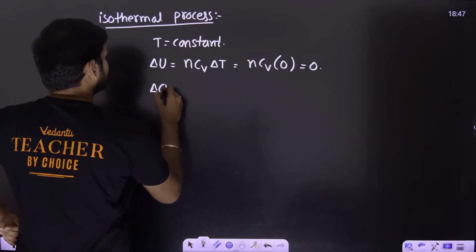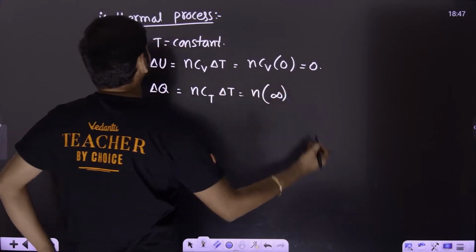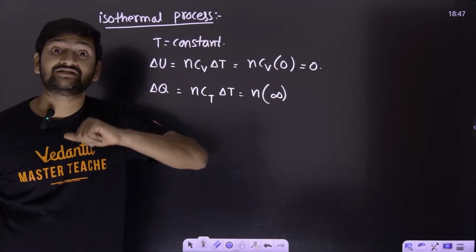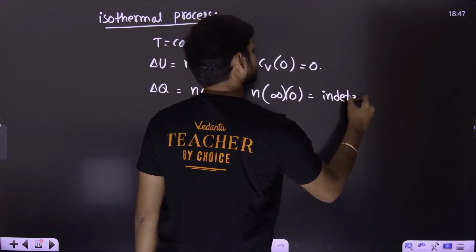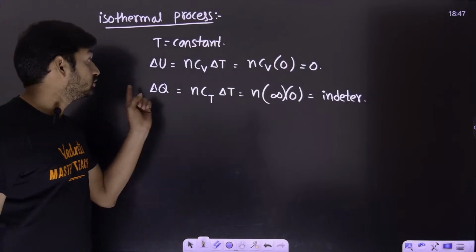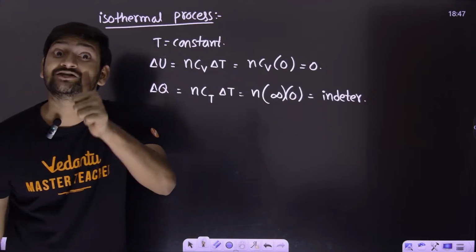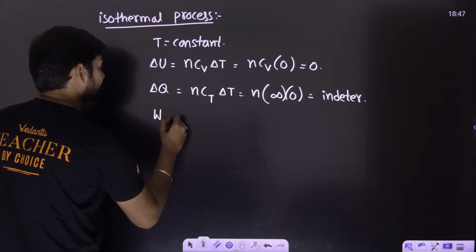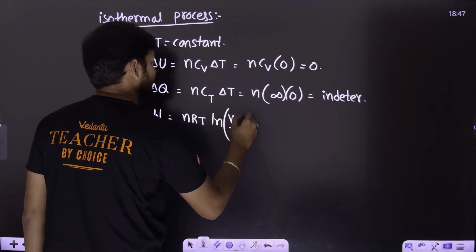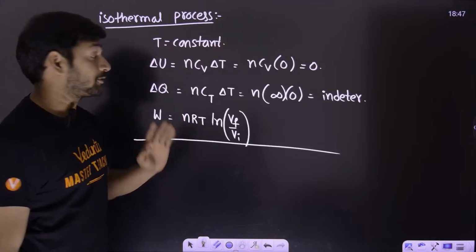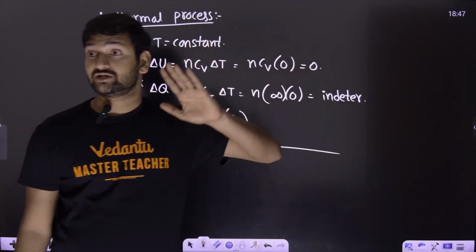Now, if I talk about delta Q, it is nCT delta T. For your kind information, the molar heat capacity for isothermal process is infinity, and delta T is what? 0. Infinity into 0 will be what? Indeterminate. So you can't calculate delta Q using this formula in isothermal process. Then what is the only other way? Okay, fine. First of all, let me write the work done also. I already calculated the work done in this class: nRT ln V final by V initial. So when it comes to isothermal process, writing delta Q as nCT delta T is a dead end because it is infinity into 0.